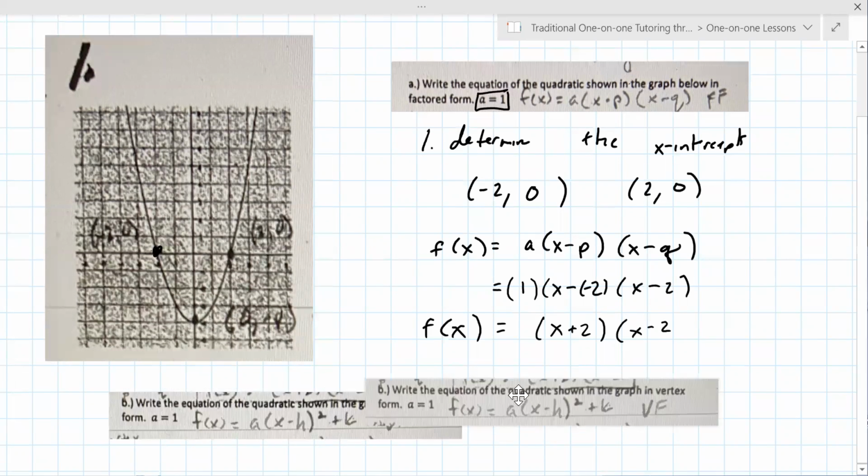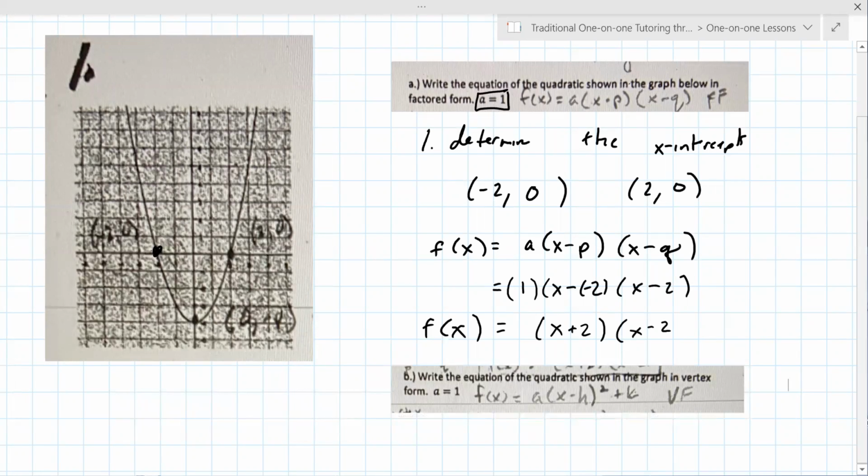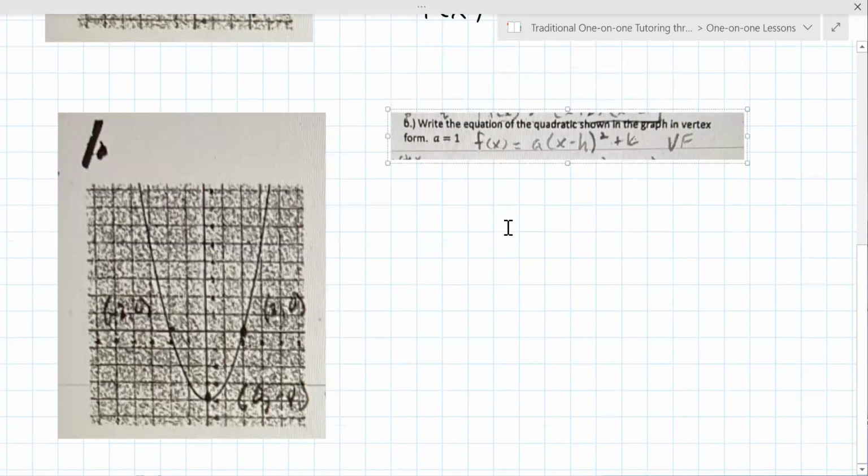The next one says write an equation of the graph in vertex form. Let me copy the graph down so we can see it here. The vertex form is written here. I'll write it again a little cleaner: f of x equals a, x minus h squared plus k.